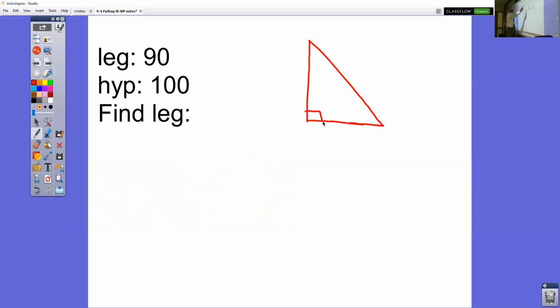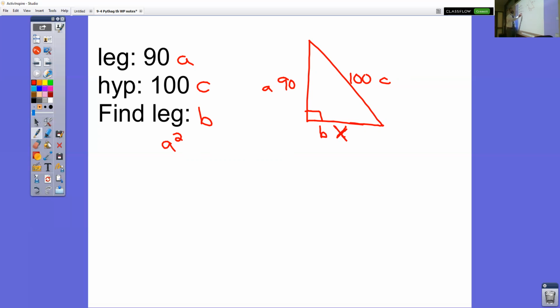One of the legs is 90. The hypotenuse is 100. We're finding the other leg. So we're finding this other leg there. Doesn't matter what you pick for your A and your B, but your legs have to be your A and your B. Your hypotenuse is always your C side. If you're doing it from the picture, this could be your A, this could be your B, and your 100 has to be your C.